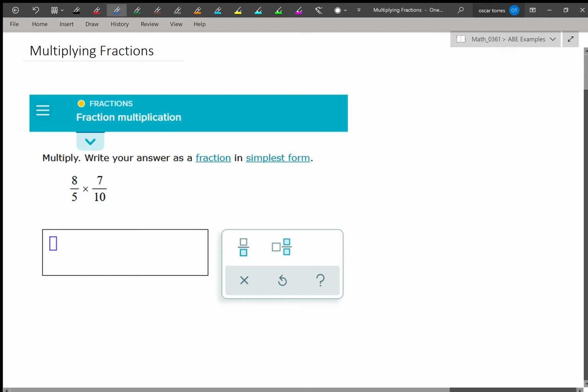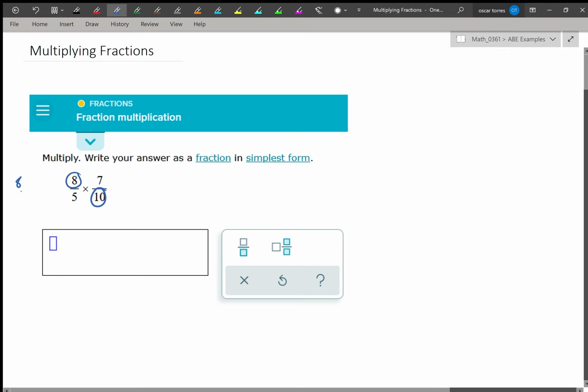multiplying fractions. So we have a fraction, and what I want to do is look at the diagonals. I want to look at a number that's on top for one of the fractions and a number that's at the bottom of the other fraction. In this case, we have an 8 and a 10. We also have a 5 and a 7, but I'm going to ignore those for now. We have an 8 and a 10.